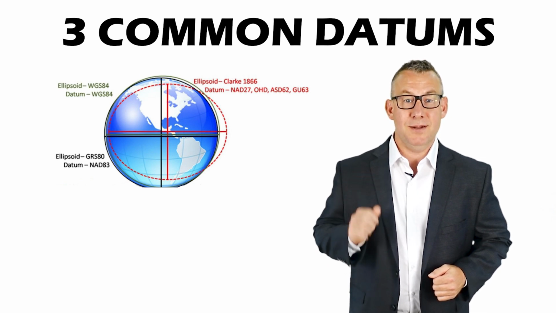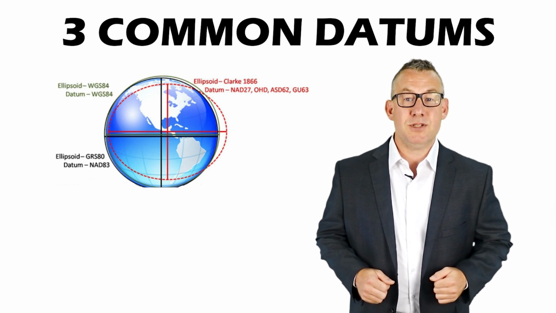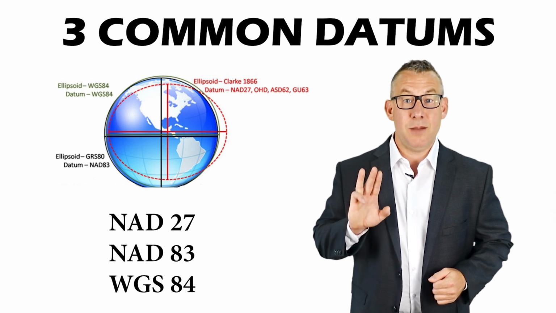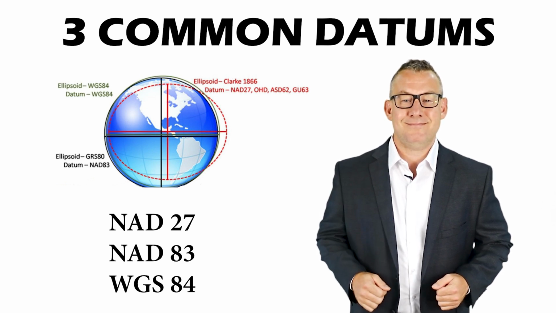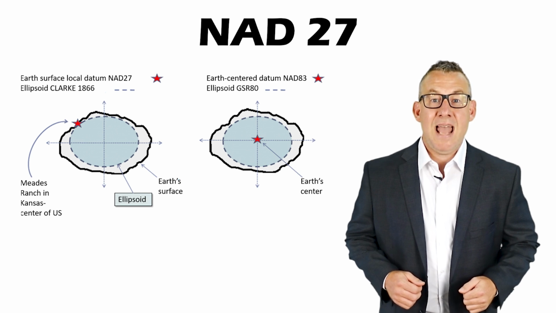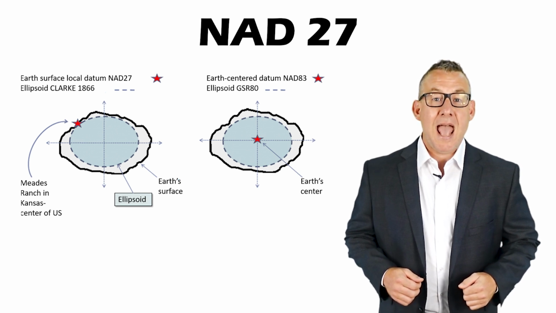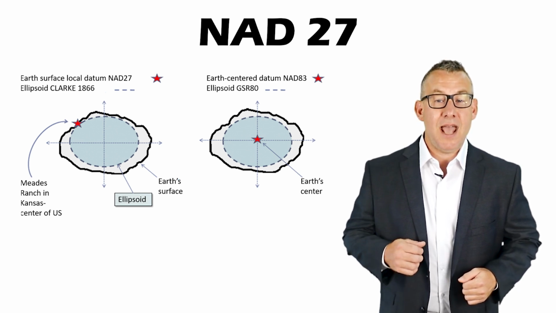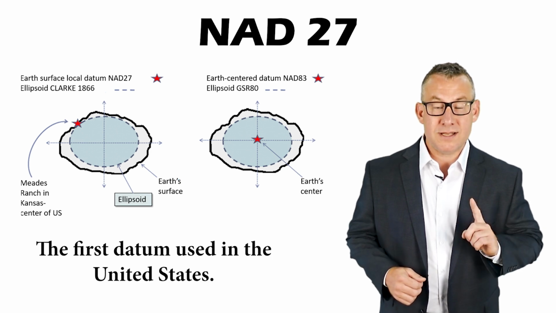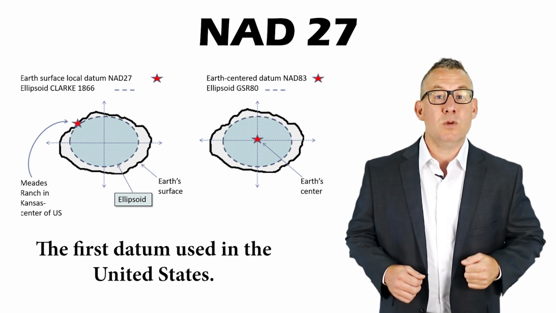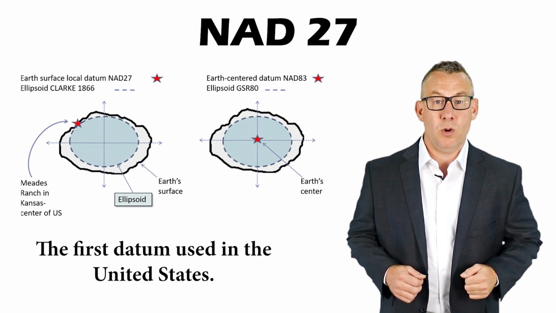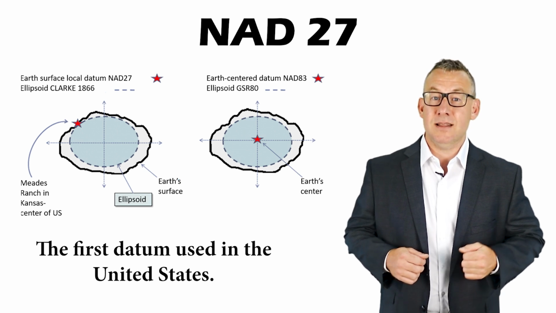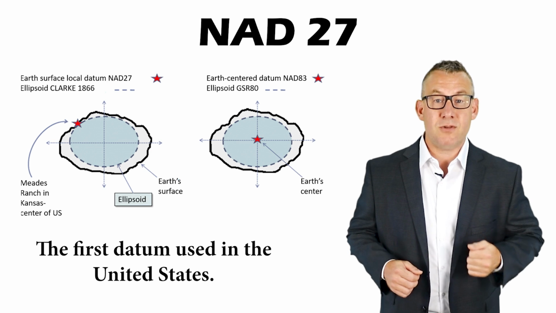There are three common datums. The three common datums are NAD 27, NAD 83, and WGS 84. NAD 27. NAD 27 is the North American datum of 1927. The NAD 27 datum was the first datum used in the United States. It was based off the Clark 1866 spheroid. It's based on fits from control points. It gets less accurate the further you get from Meads Ranch, Kansas.